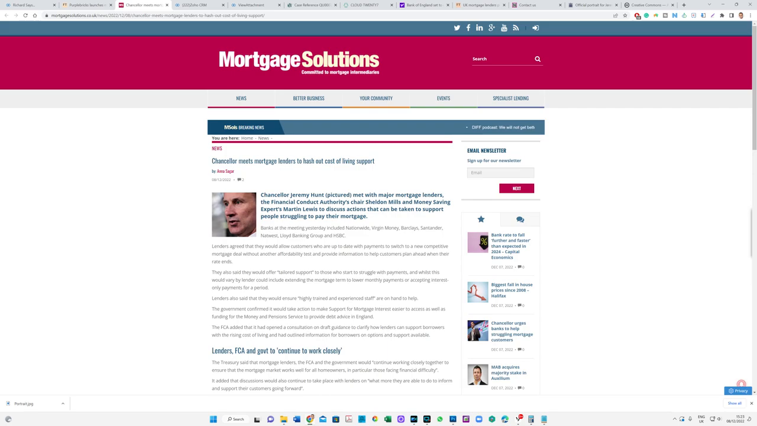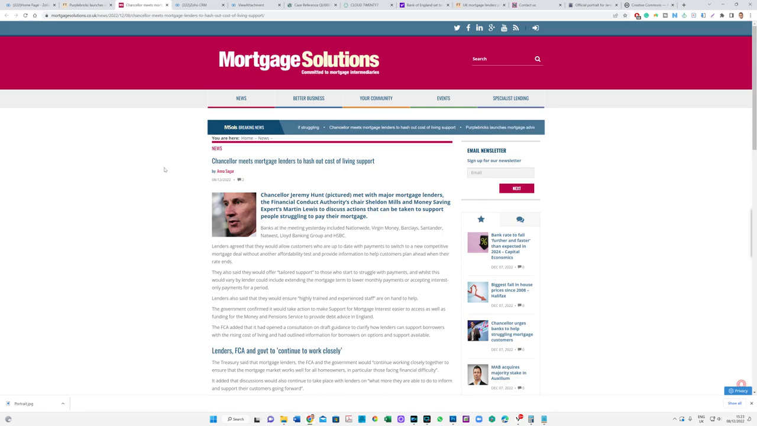So just quickly heading into the first piece, the Chancellor's met with a bunch of mortgage lenders. So the big lenders have all met together in a room. The bank meeting included Nationwide, Virgin, Barclays, Santander, NatWest, Lloyds Banking Group and HSBC. Lloyds Banking Group with people like Lloyds and obviously Halifax as well.